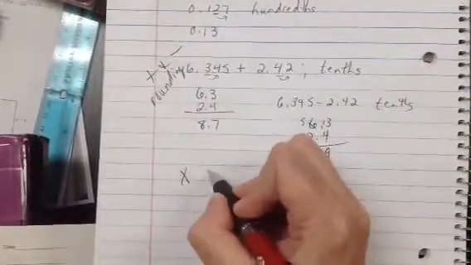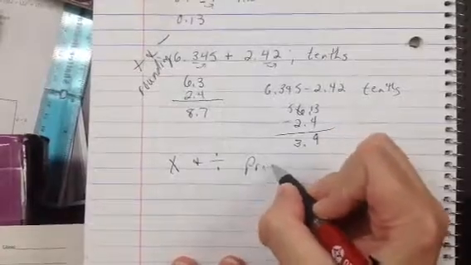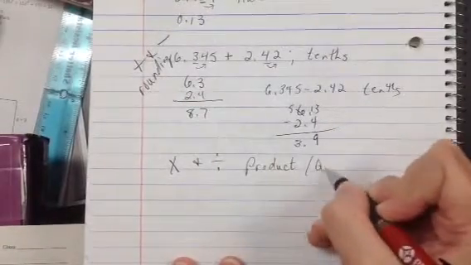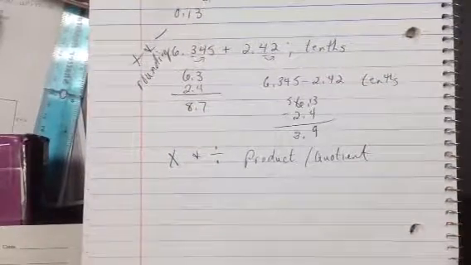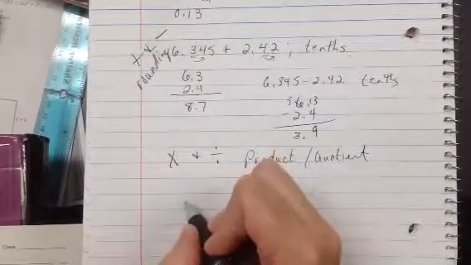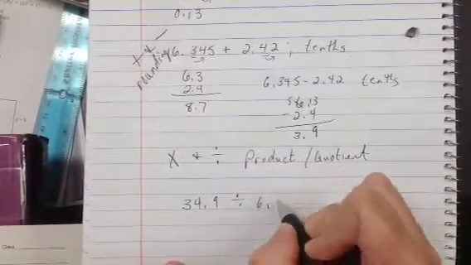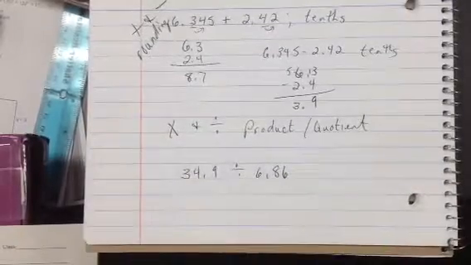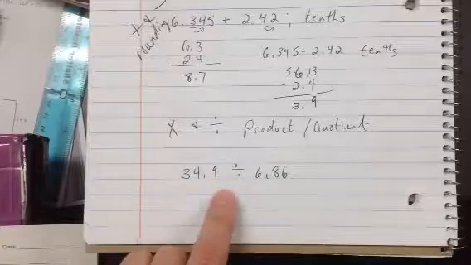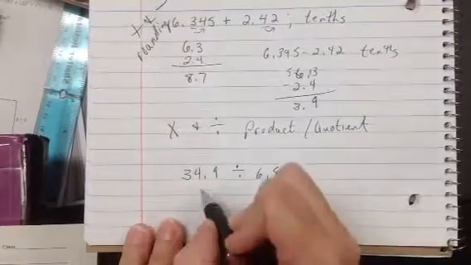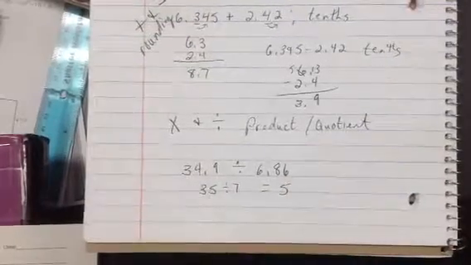Multiplication and division, or finding the product or quotient, right? Product and quotient, I won't use rounding as much as I will use compatible numbers. So let's say I'm supposed to divide 34.9 by 6.86. Okay? Well, in this case, I'm going to be able to follow rounding rules too. I'm going to make this a 35, and I'm going to make this a 7. So my answer will be 5.